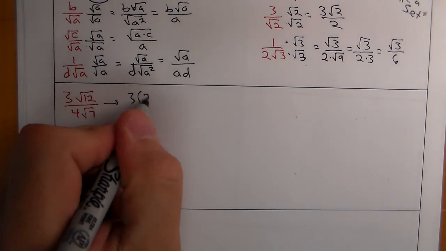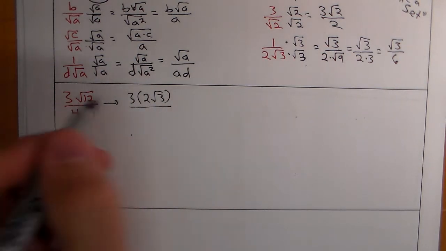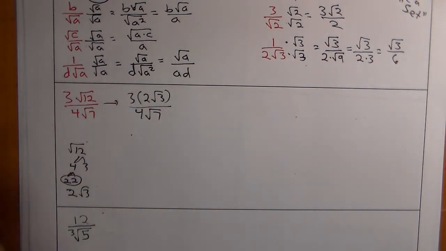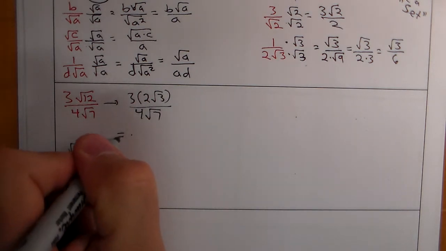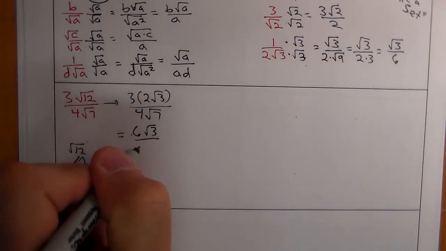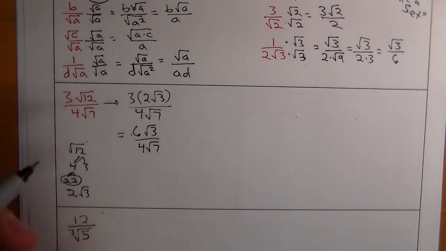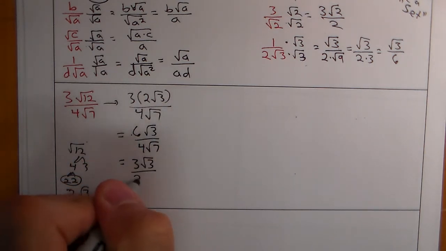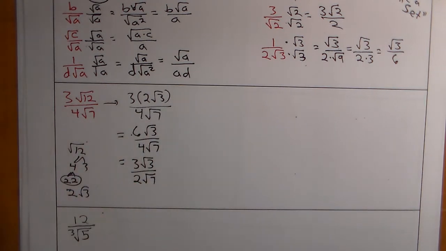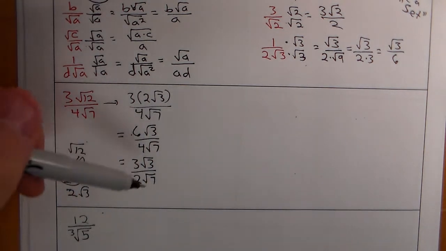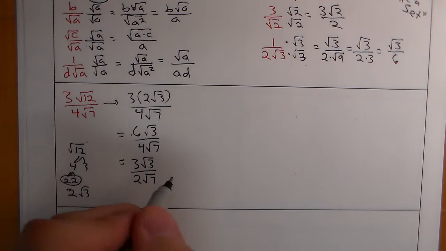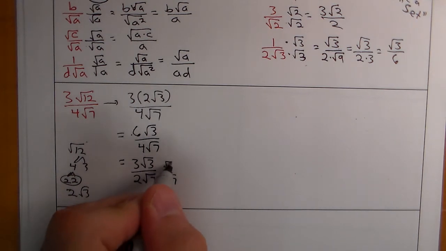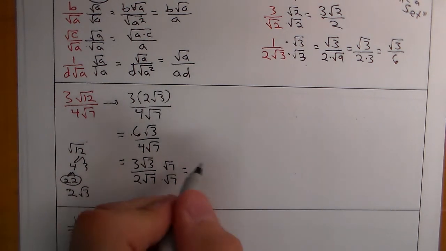So I'm going to go 3 times 2 root 3 over 4 root 7. I can go further and say it becomes 6 root 3 over 4 root 7, which simplifies to be 3 root 3 over 2 root 7. Now, this is where I have to rationalize the denominator. I can't leave the square root of 7 down there. So I'm going to multiply the top and the bottom by the square root of 7.